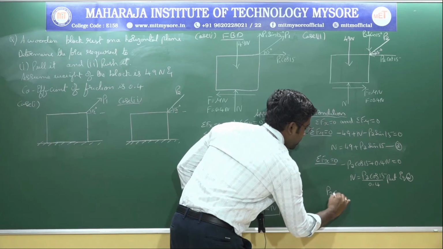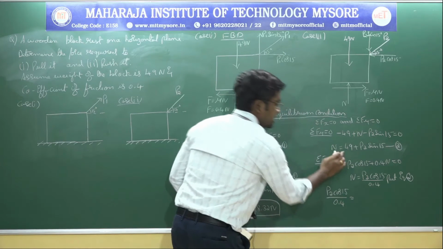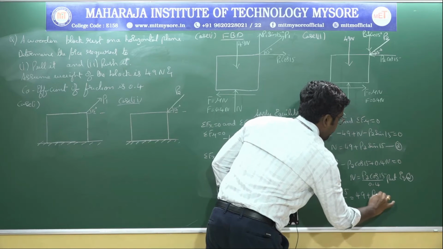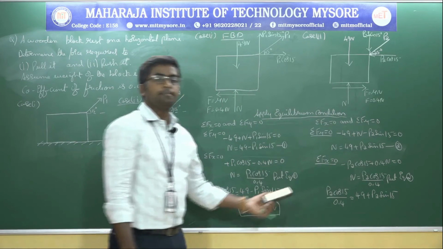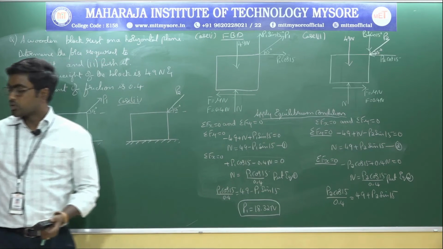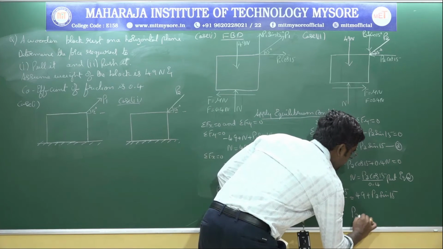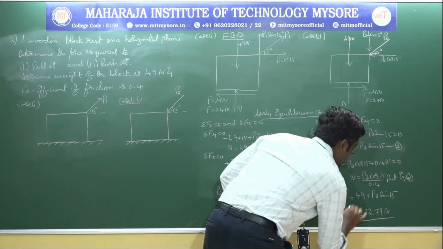Therefore P2 cos 15 divided by 0.4 is equal to 49 plus P2 sine 15. So if I simplify this equation, P2 is equal to 22.79 Newton. That is the answer.